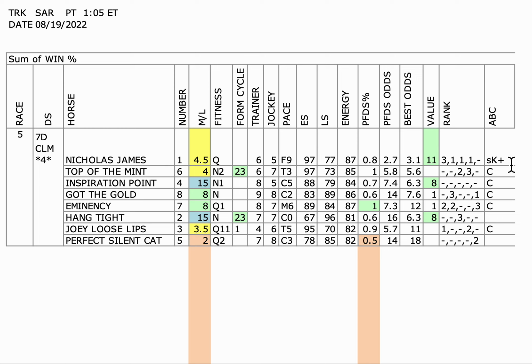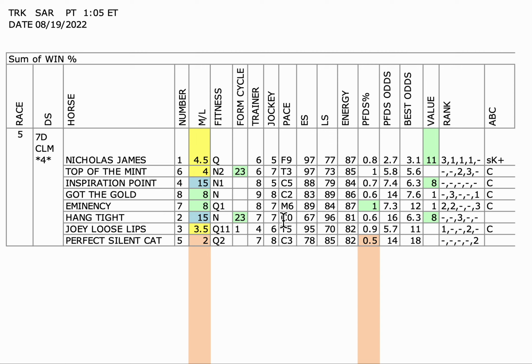Definitely going to key on this one. Hard to figure out who's going to take second. You've got another horse here with some significant value, Inspiration Point, the 4. A closer. Definitely want to maybe use this horse underneath. It has $8 of value.